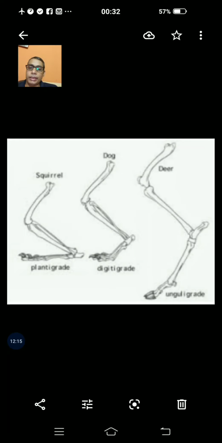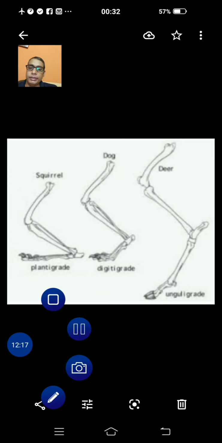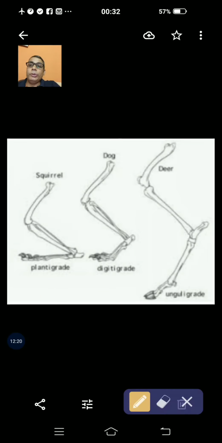Digitigrades are those animals who walk on their toes with the metatarsal elevated from the ground, like dogs and cats. They are digitigrade. And unguligrade animals walk on the nails of the toes, that is, when animals walk on hooves we call them unguligrade. This type of movement is found in deer and hoofed animals, you can say. These are the three types of posture for the hind limbs.